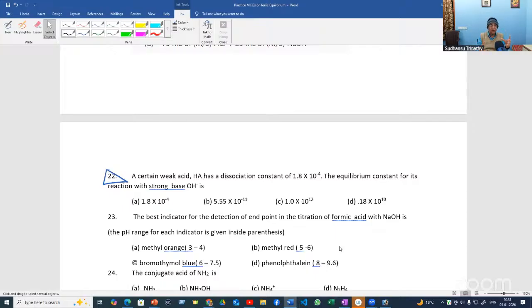As I told you yesterday, conjugates have their K values related. pKa plus pKb of conjugates is 14, just like pH plus pOH of any solution is 14. pKa plus pKb of its conjugate will also be 14, or Ka into Kb is equal to 10 to the power minus 14.